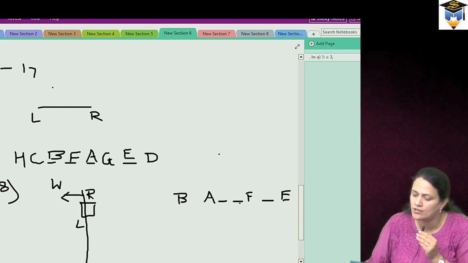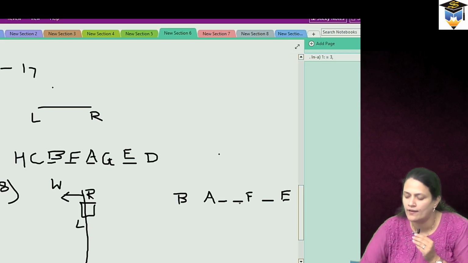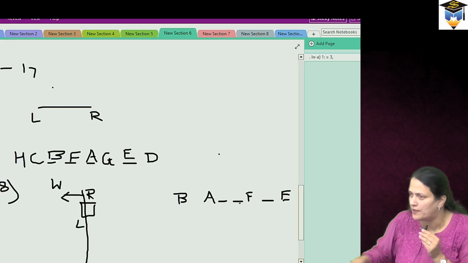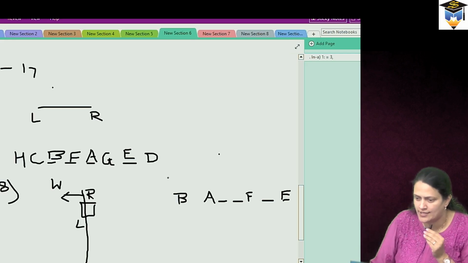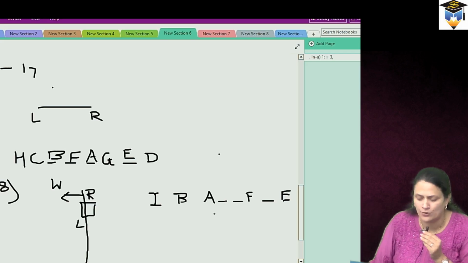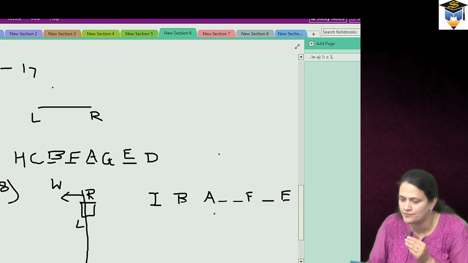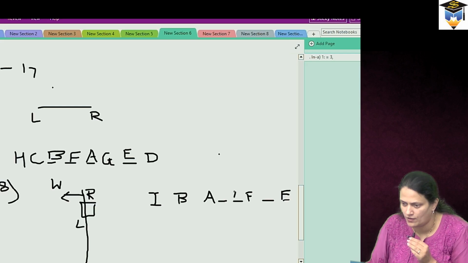I is to the left of B. I is sitting here. F is south. So let me place J over here. And G is between E and F, so G is over here.